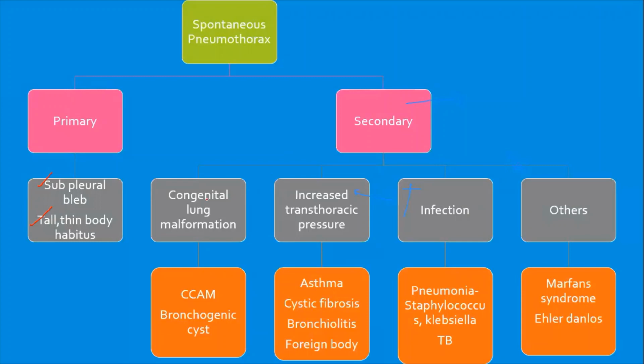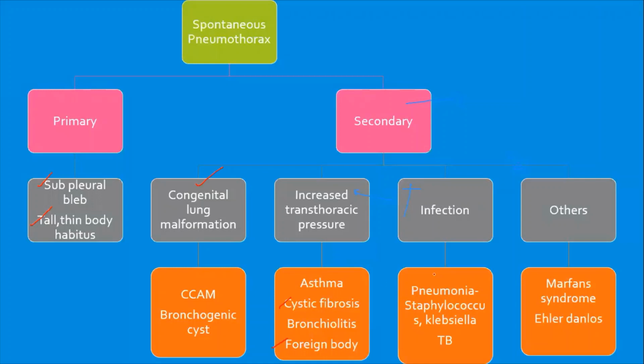So imagine a child who is having a congenital lung malformation, CCAM, congenital cystic adenomatoid malformations, or a bronchogenic cyst. These can rupture and result in a pneumothorax. Something that is increasing the transthoracic pressure, like asthma, bronchiolitis, cystic fibrosis, or a foreign body, which is just letting air in but not letting the air out, then there is going to be air trapping. Any air trapping, due to any reason, increases intrathoracic pressure and causes pneumothorax.